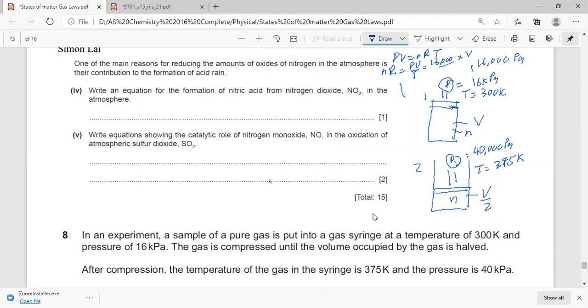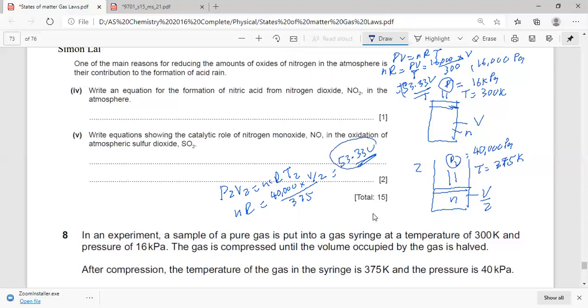Over the temperature is 300. Now here, P2 V2 equals nRT2. So nR is equal to P, which is 40,000 times V over 2, over your temperature, which is 375. You will find these two give me 53.33 V. Also here gives me 53.33 V. So it's the same. That means it's ideal. So by proving by calculating like this, you can show that it's ideal.